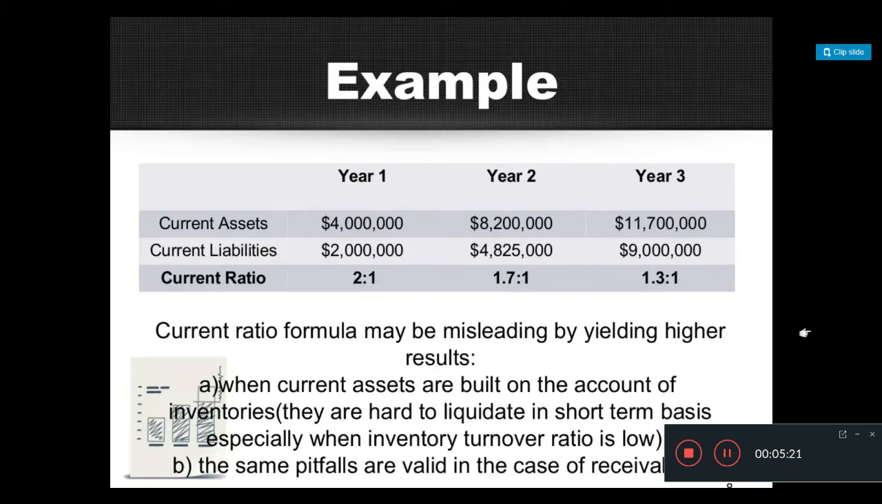The formula for calculating the current ratio is current assets divided by current liabilities, right? So now let's calculate 40 lakh divided by 20 lakh. The answer is 2, so the ratio is 2 to 1. Like that you can calculate the current ratios for year 2 and year 3. The current ratio formula may be misleading by yielding higher results when current assets are built up on account of inventories, and the same pitfalls are valid in the case of receivables.